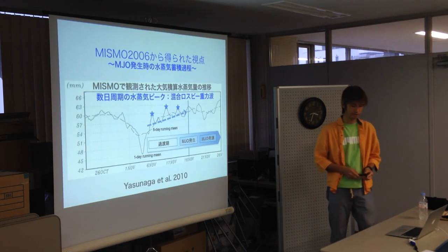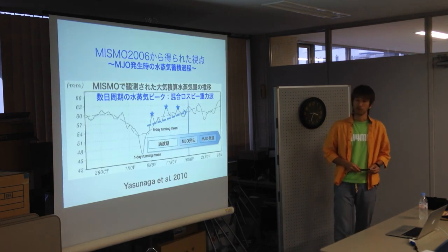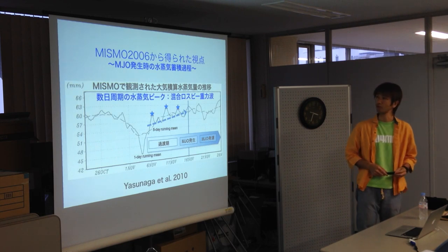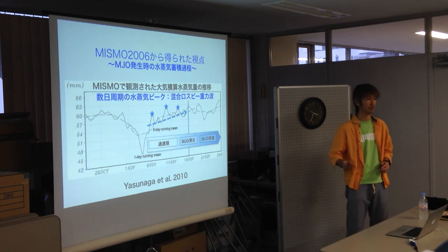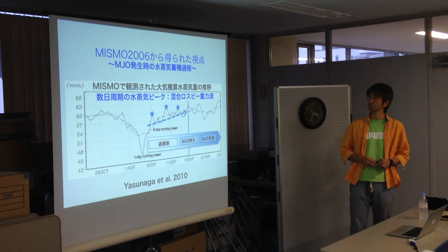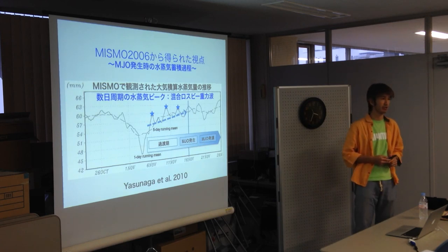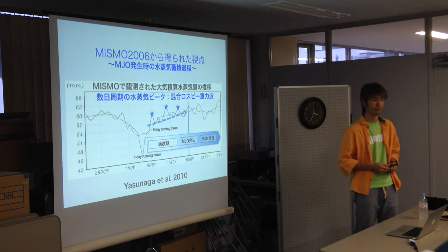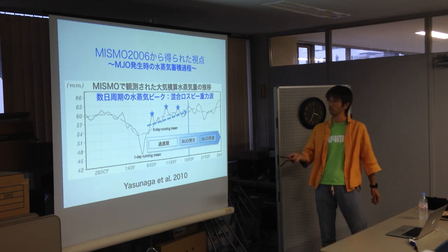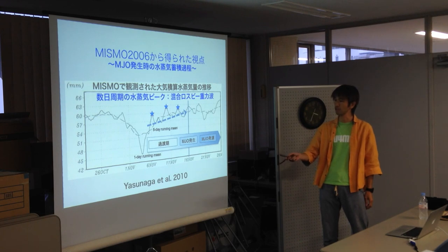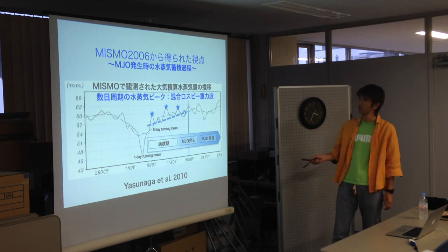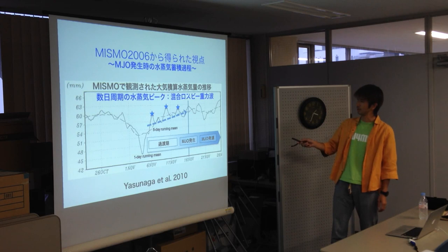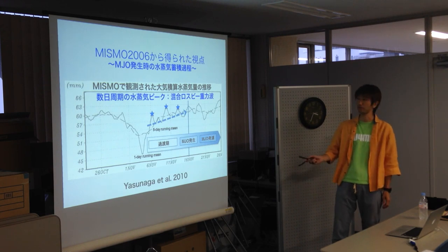So, first of all, from the MISM project, Yasunaga-san's paper showed the accumulation process of moisture just before the MJO initiation. This is the time series of precipitable water. This timing in the middle of November is the generation of the MJO during the MISM.